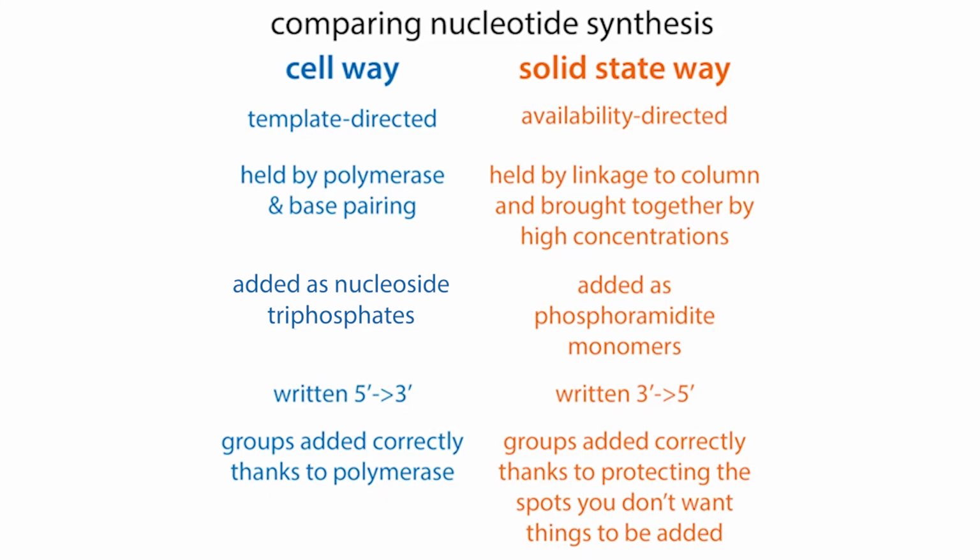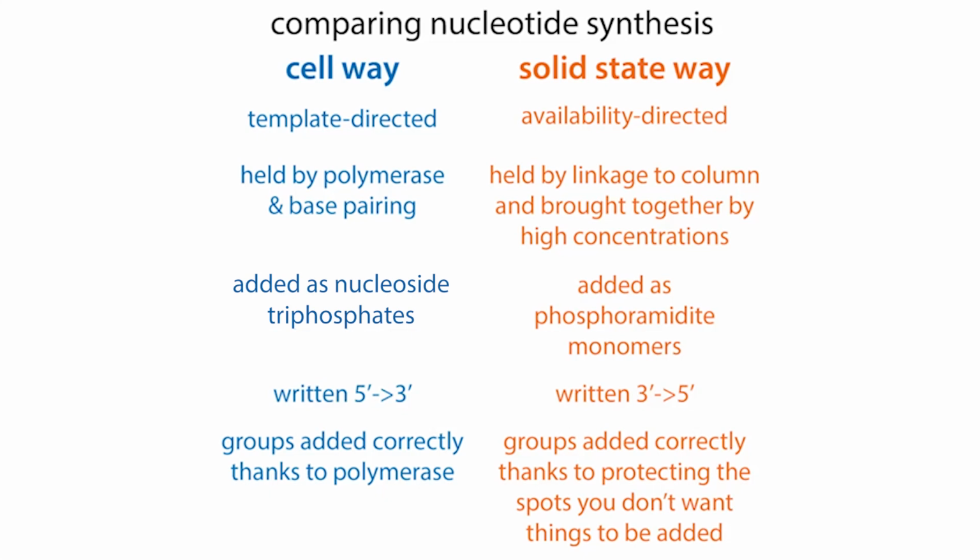Additionally, the way that it's added is that you have this free 5' OH that is going to make it so that you're adding in the 3' to 5' direction in the solid state way, as opposed to the normal 5' to 3' direction that happens in PCR and in your cells. In your cells or in your PCR tube, the groups are going to be added correctly thanks to that polymerase.